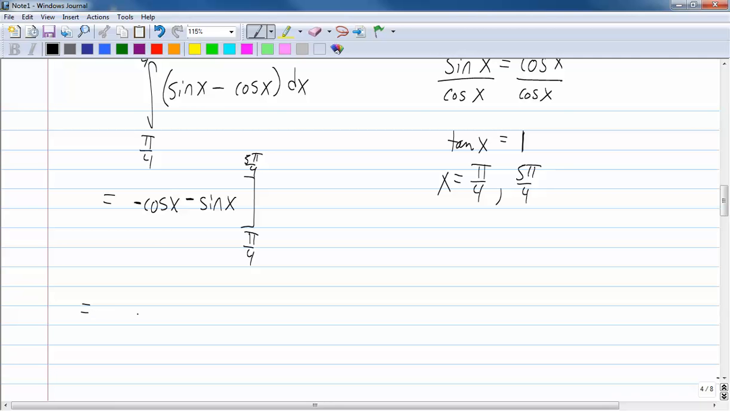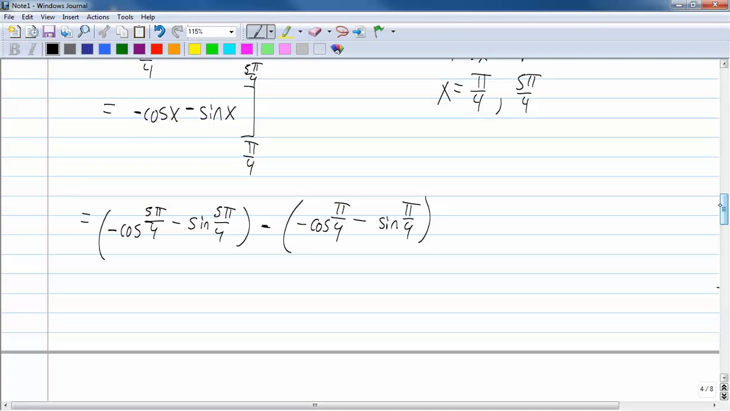Alright, so this is going to be negative cosine of 5 pi over 4 minus sine of 5 pi over 4 minus negative cosine of pi over 4 minus sine of pi over 4.